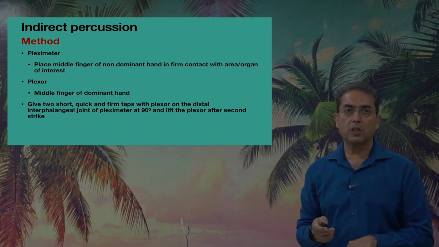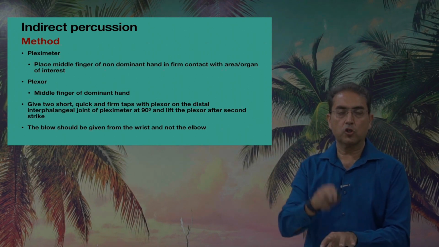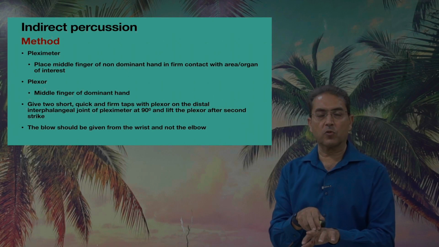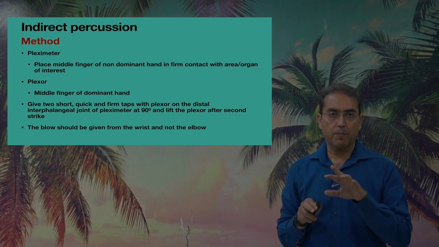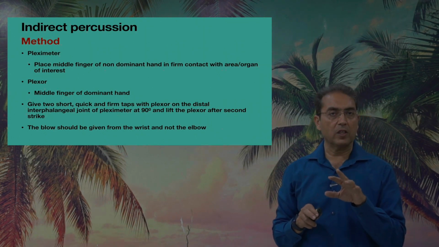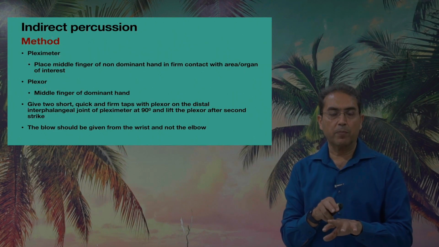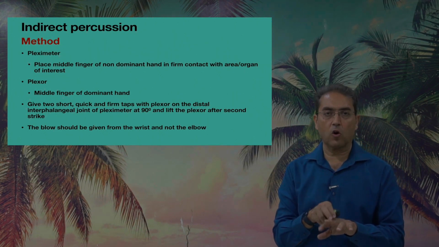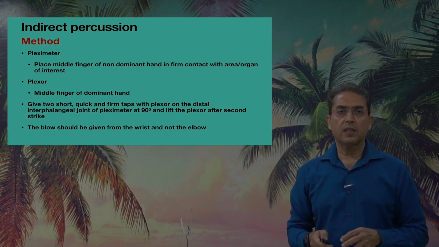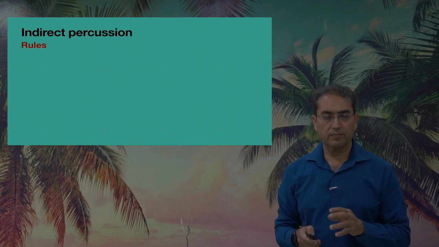And the second thing to keep in mind is that the blow should be given from the wrist. It should not be given from the elbow. It should be given from the wrist. So these are the methods of percussion, that we place the pleximeter in firm contact with the area of interest and strike with the plexer. The blow is given at the wrist and not at the elbow. Now, what are the rules of percussions? There are 2 rules of percussion.